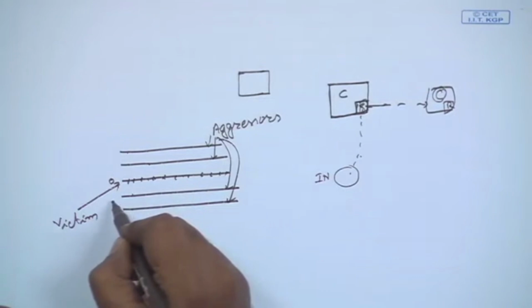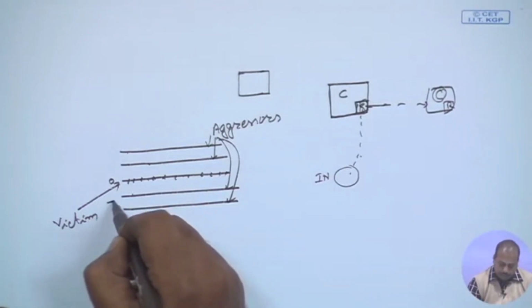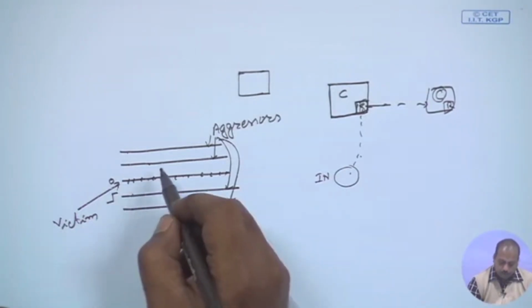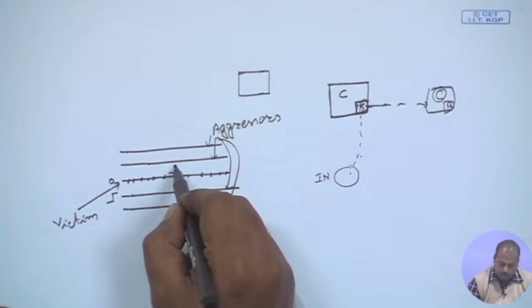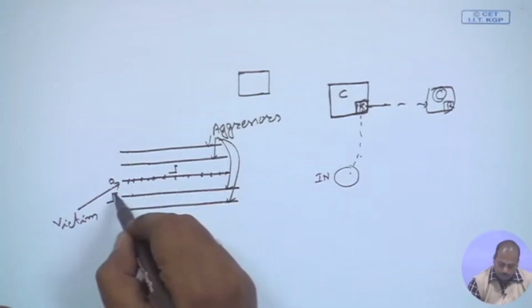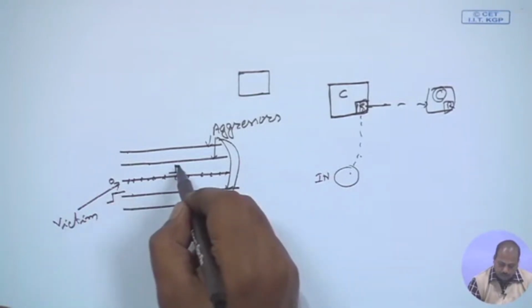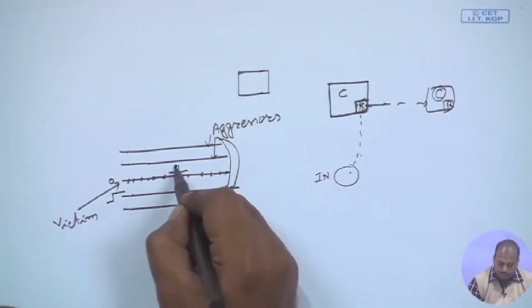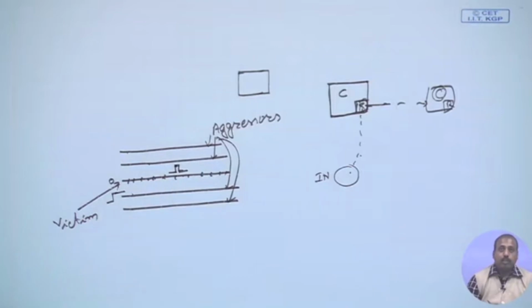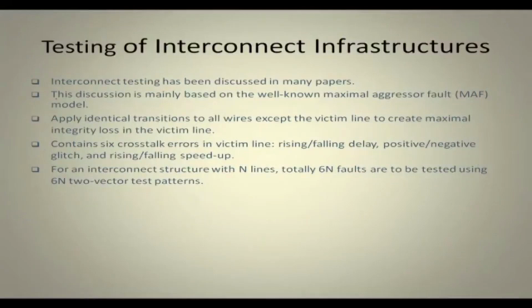If there is a rising pulse on the aggressor line, it may so happen that this line, which was 0, increases to some value, and after some time when the aggressor settles to 1, this line comes down to 0 and continues at 0. As a result, there is a glitch seen here. So, the logic level we get at this line is not 0 for some time, but something else. This is called the maximal aggressor fault model.